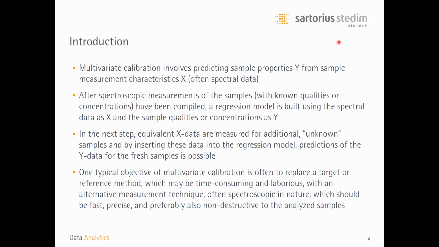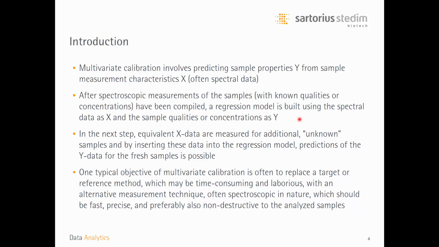But we will start with a little introduction into what multivariate calibration is. In short, you can say that multivariate calibration involves predicting sample properties Y from sample measurement characteristics. Another way to put it is that what you want to accomplish is a situation in which you can use easy to get hold of data to predict more difficult to get hold of data. And usually the easy to get hold of data are often spectral data, spectral measurements.